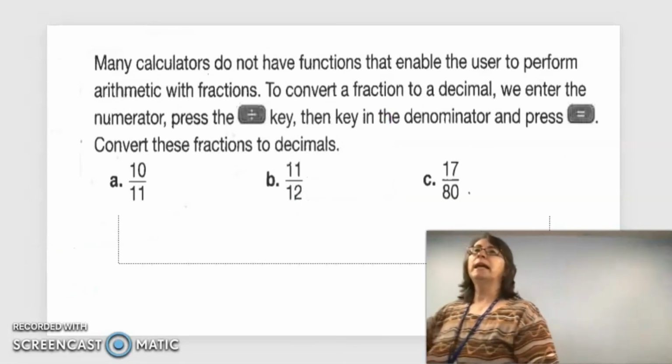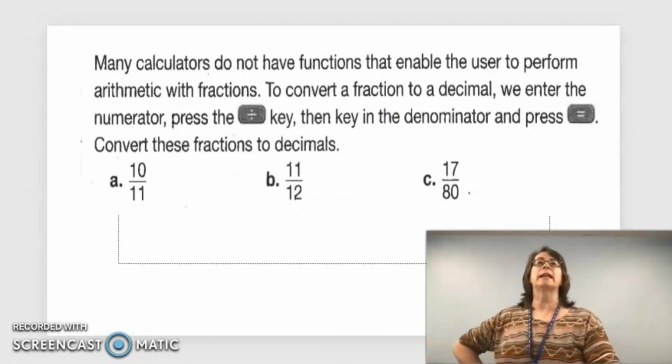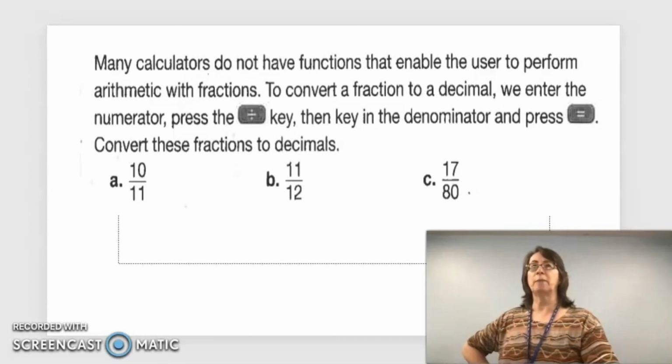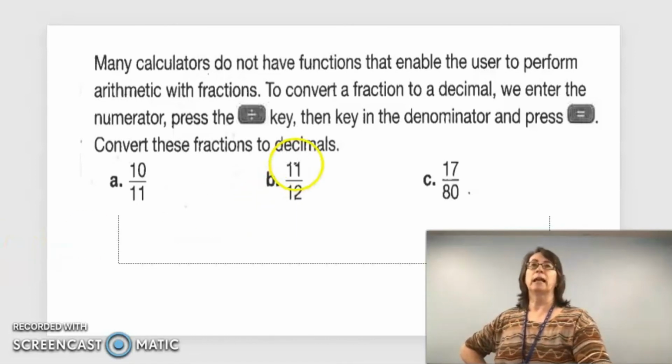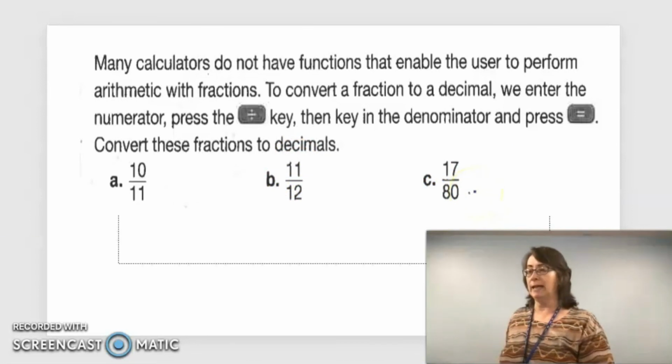All right, many calculators do not have functions that enable the user to perform arithmetic with fractions. To convert a fraction to a decimal, we enter the numerator, press the division key, and then key in the denominator and press the equal key. So we would, on our calculator, type in 10 divided by 11, and then we would type in 11 divided by 12, and we would type in 17 divided by 80, okay?